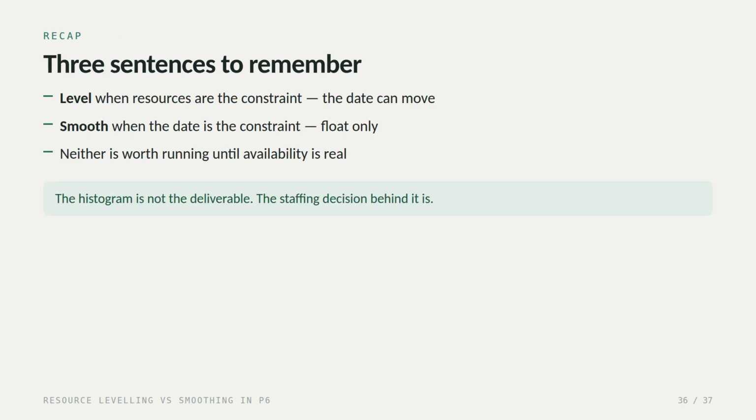Three sentences to take away. Level when resources are the constraint and accept that the date can move. Smooth when the date is the constraint and use only the float you already have. And neither is worth running until your availability figures are real. Remember, the histogram is not the deliverable. The staffing decision behind it is the deliverable.